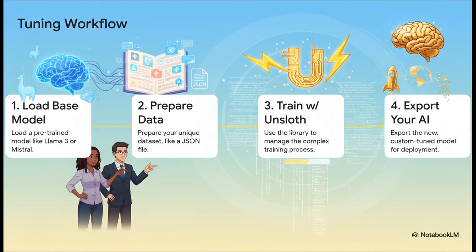The process itself is surprisingly straightforward. A developer starts by picking a base model, like Llama 3. Then they get their unique data ready, and this could be anything from medical journals to customer support tickets. Then, with just a few lines of code, they use the Unsloth library to handle the whole complex training part. And finally, boom, they export their brand new custom-tuned AI brain, all ready to go.